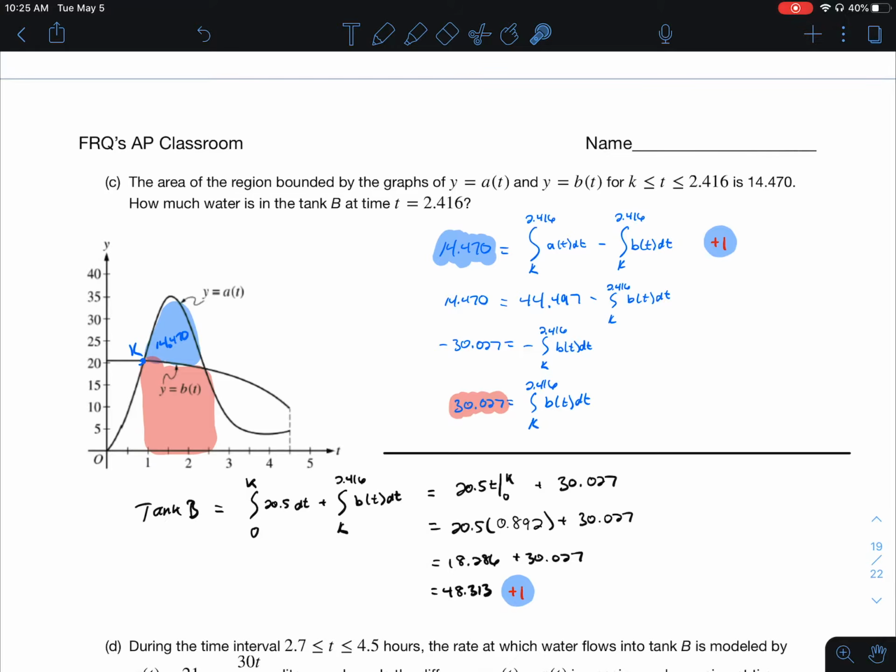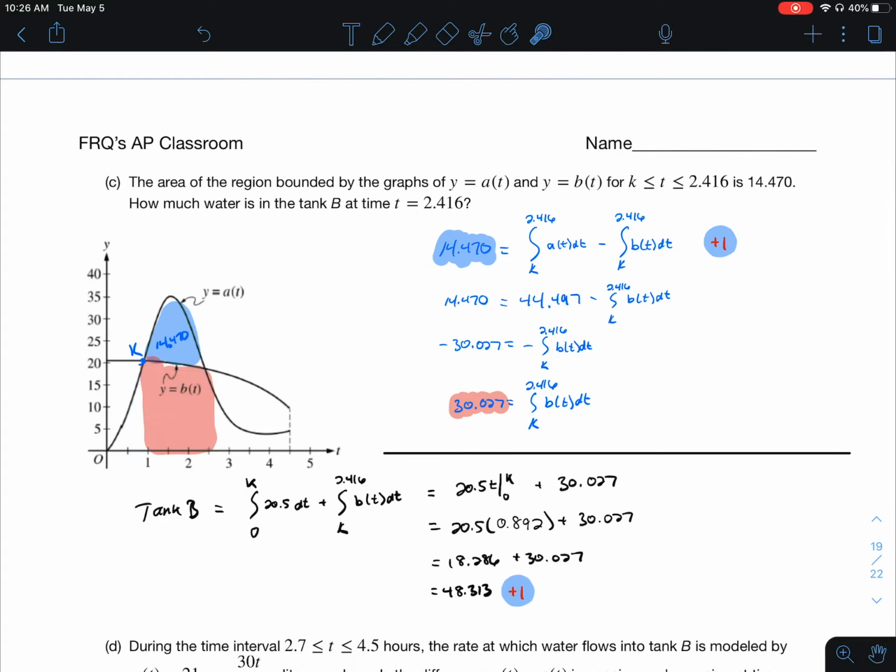Part C, I copied the picture down here. The area of the region bounded by the graphs of A and B from k to 2.416 is 14.470. So this blue region is the area that's bounded by them. Bounded means the boundaries that the part has are the two graphs. Here's k, and here's 2.416. This blue area is 14.470. How much water is in tank B at this time? So we want to know this area right here.